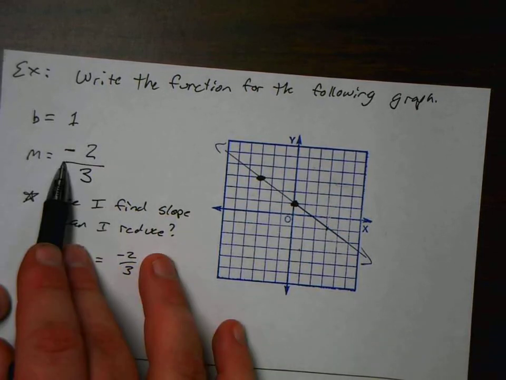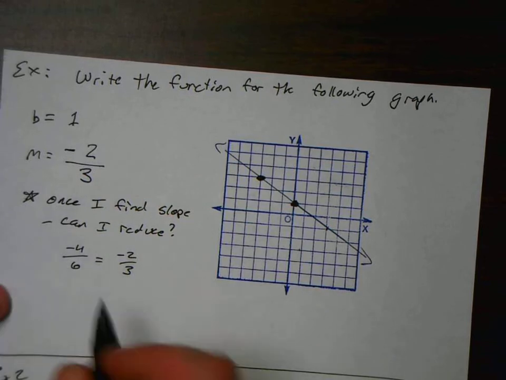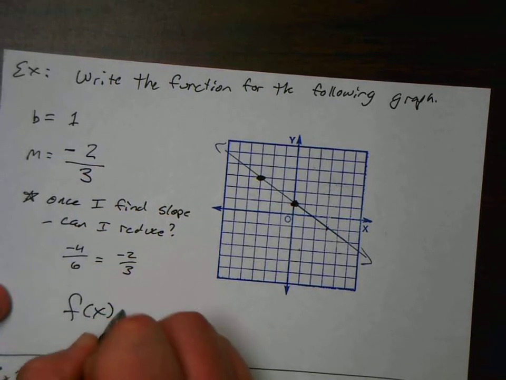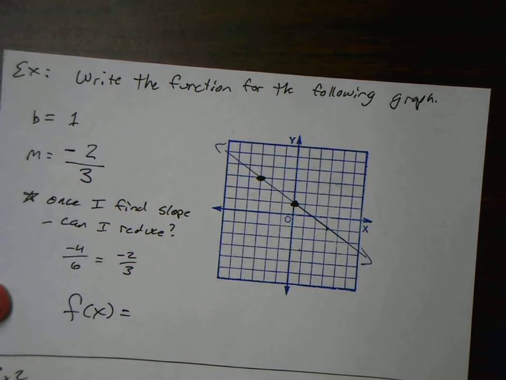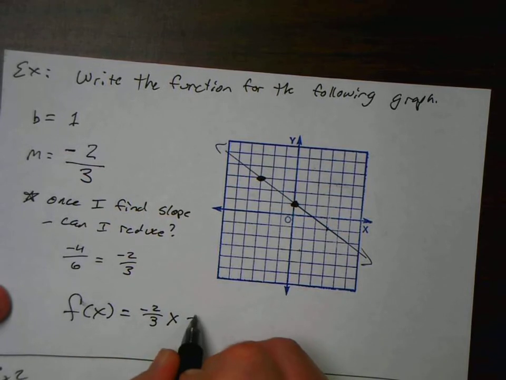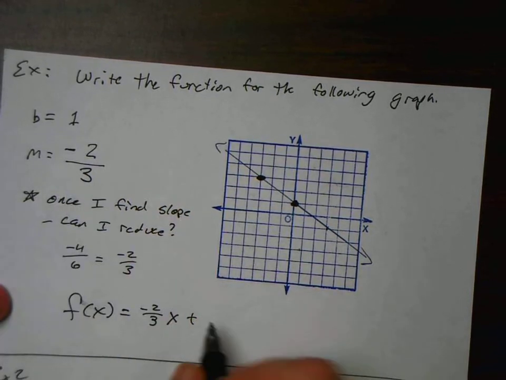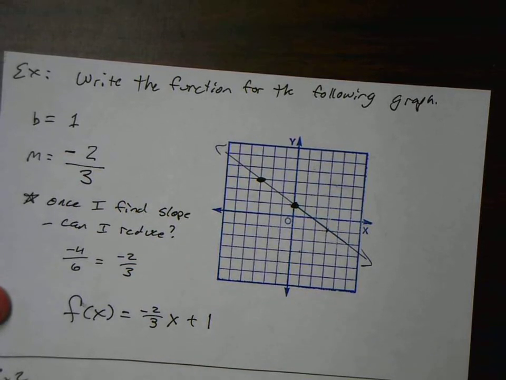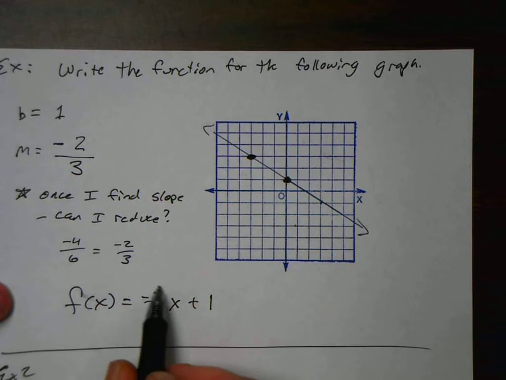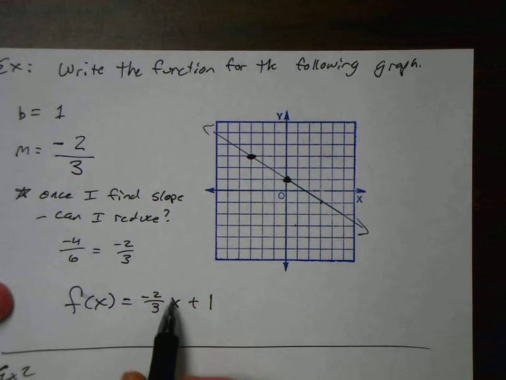Alright, so now we know the m value and we know the b value. I'm ready to write my function. So f of x equals mx plus b. So m in this instance is negative 2/3. So negative 2/3 x plus my b value here is 1. And note, as I'm writing negative 2/3 x, it's obvious that the x is being multiplied by the negative 2/3.